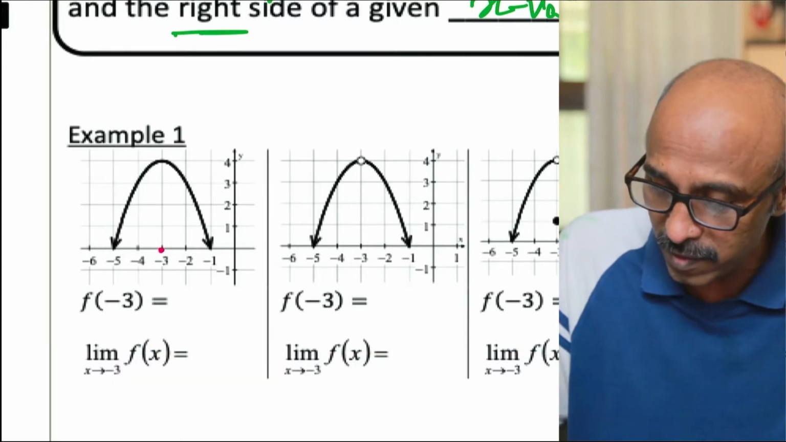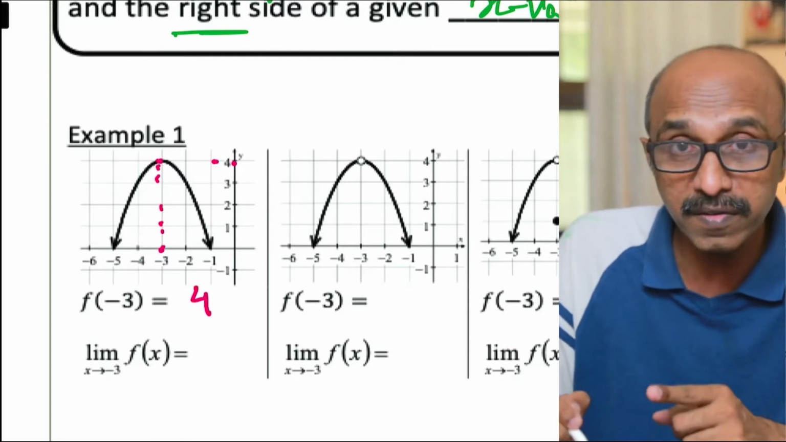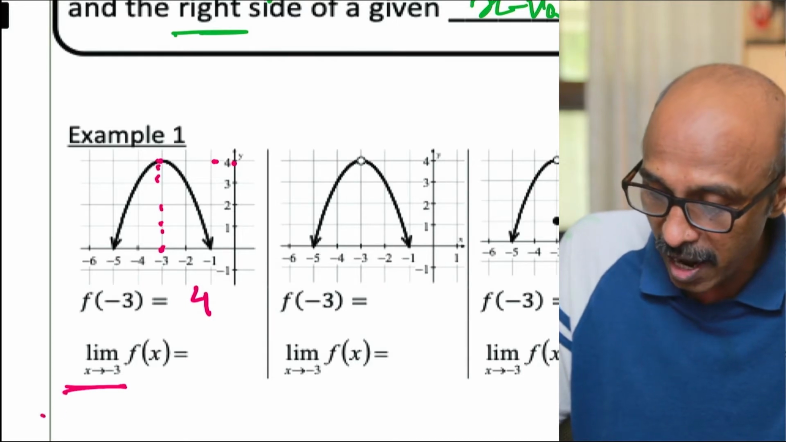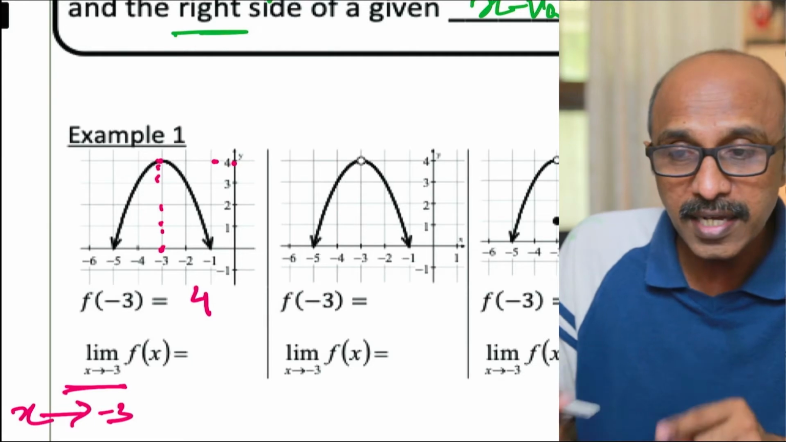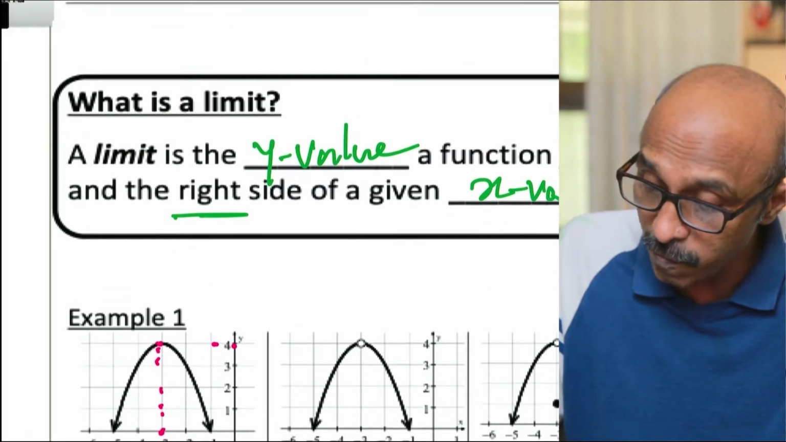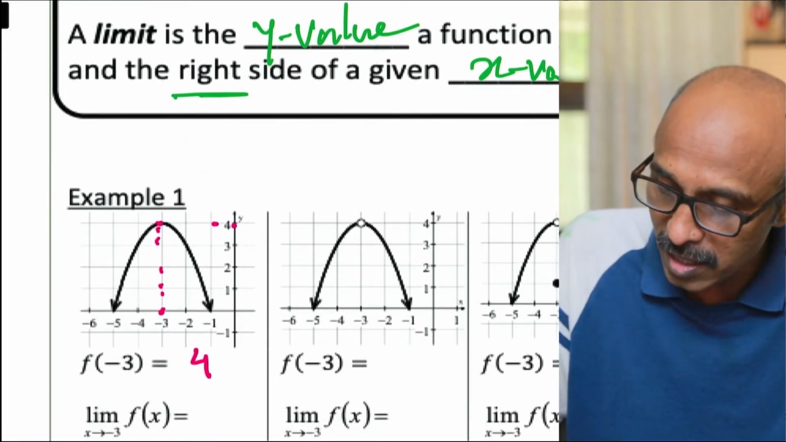So when you just find the value of the function, basically we just go along vertically and you read it off the y-axis and say, okay, that must be 4. F of -3 is 4. But limit as x approaches, that arrow means x approaches -3, okay? So limit as x approaches -3 would mean, as the definition says, the y value a function approaches. So what y value is it approaching?